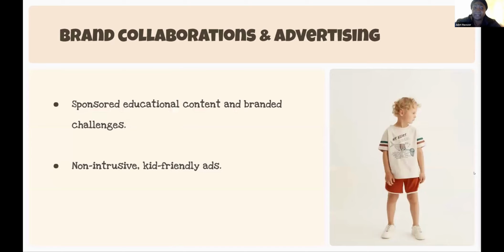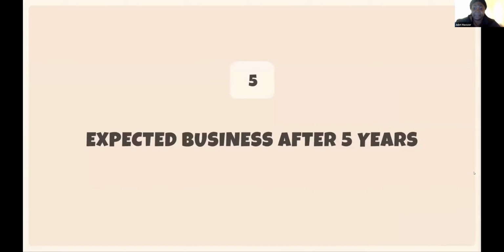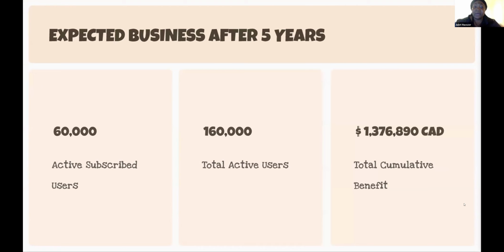So we also plan to make money from collaboration with content creators and also from ads, which is what we have for the basic tier. So moving on to our expected business after 5 years. In the next 5 years, we want to have about 60,000 paid subscribers and a total of 160,000 subscribers. We'll be making a total of 1.3 million in accumulated benefits.